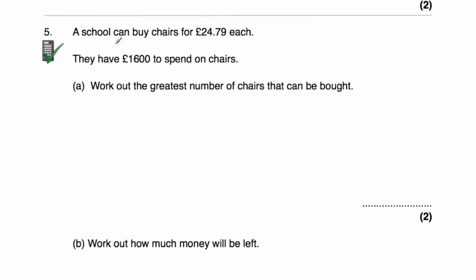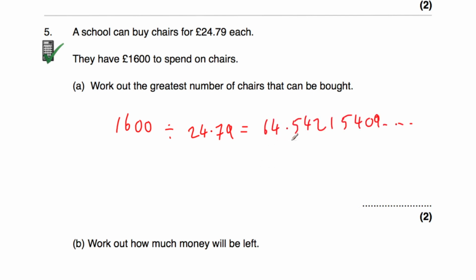So question number 5 says, a school can buy chairs for £24.79 each, and they've got £1,600 to spend on chairs. Work out the greatest number of chairs that can be bought. So it's a calculator question, so we just need to divide how much money they have by the cost of one of the items. So let's take our £1,600 and divide it by £24.79. And when we do that, we get 1,600 divided by 24.79, and that's equal to 64.54215409, and so on. So that means that they can buy 64 chairs, and they haven't quite got enough money for the 65th chair. So work out the greatest number of chairs that can be bought. The answer would be 64.